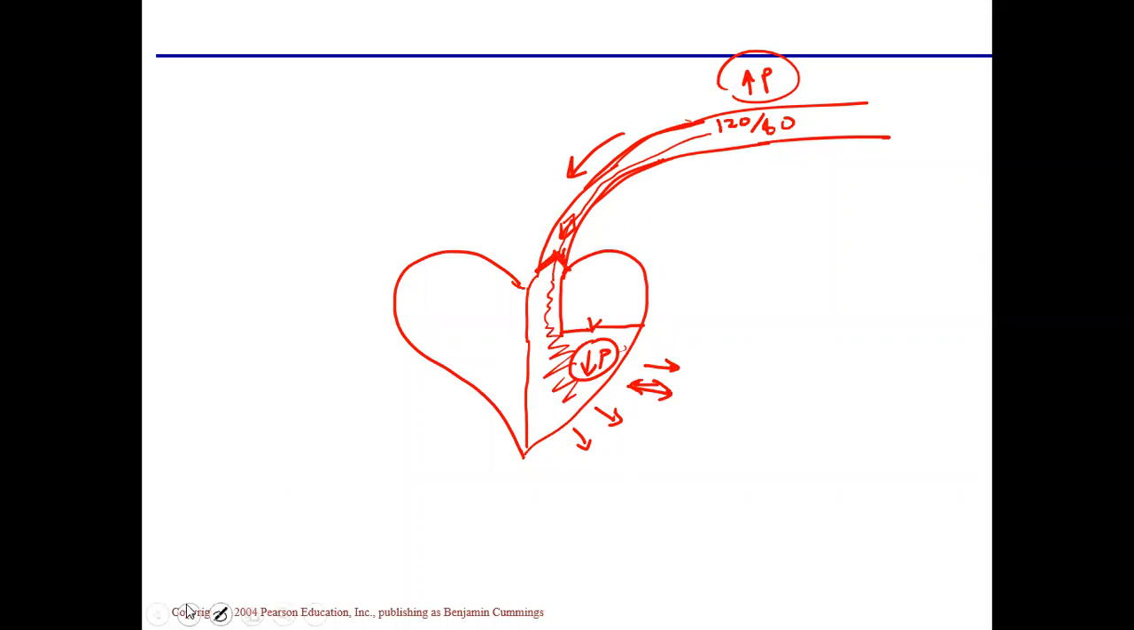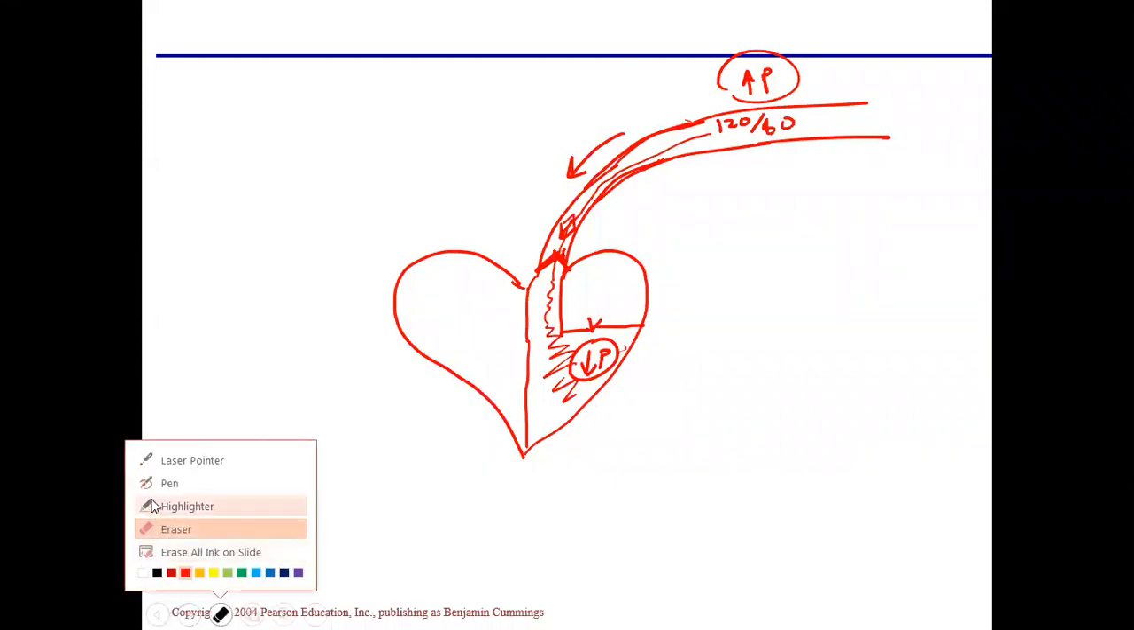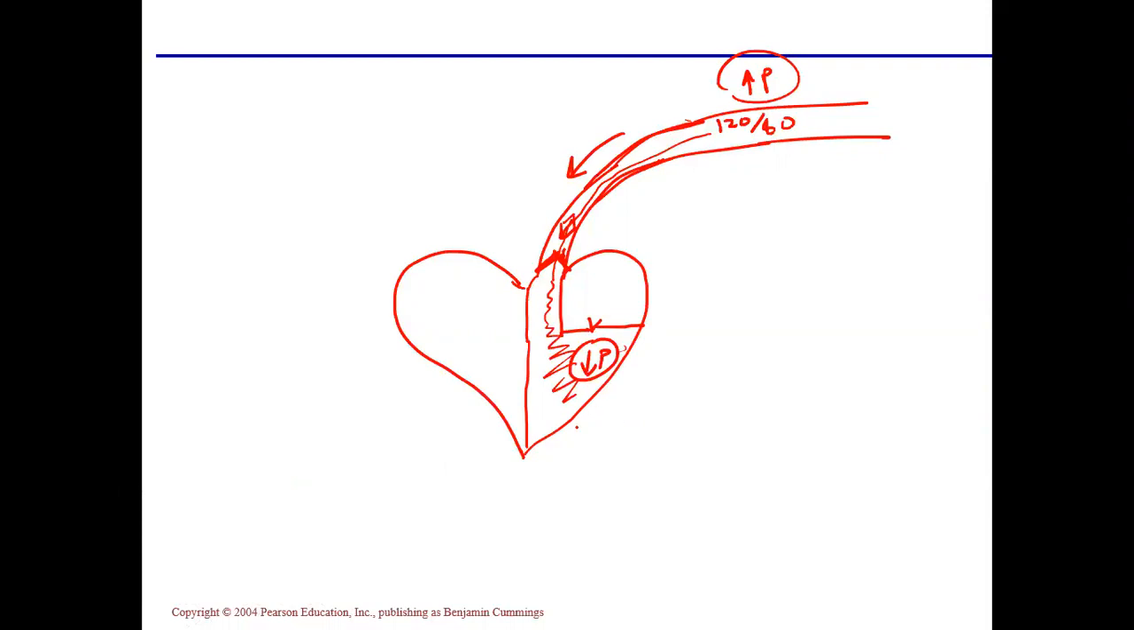Now, on the second beat, that was the first beat. On the second beat, let me go ahead and erase this again. What happens? They contract again. And same thing. Now it needs to overcome the back pressure that was exerted in here, which is normal.